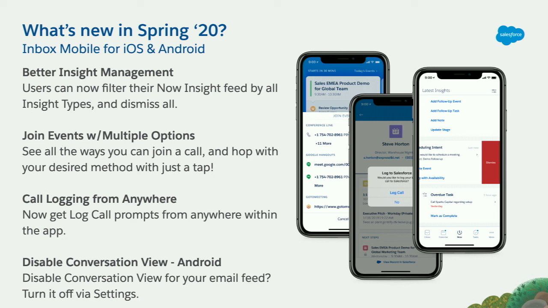And finally, I think this is my favorite Spring 20 feature. We heard this loud and clear from our Android users that you wanted the ability to disable conversation view. There's some people out there that are like, no, I don't want the conversation view. I want to keep it clean. So you can now disable that via settings within the app. So great stuff in Spring 20.